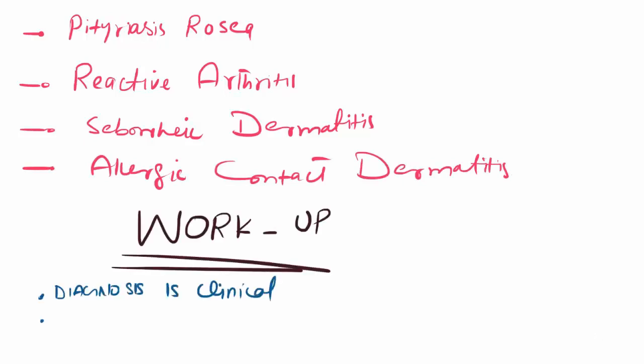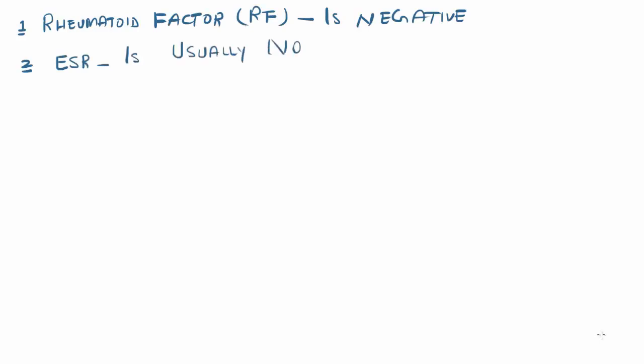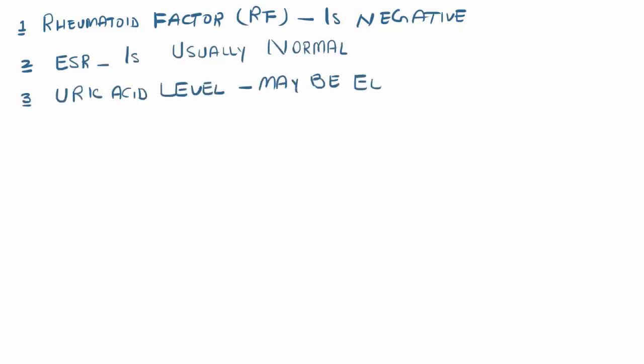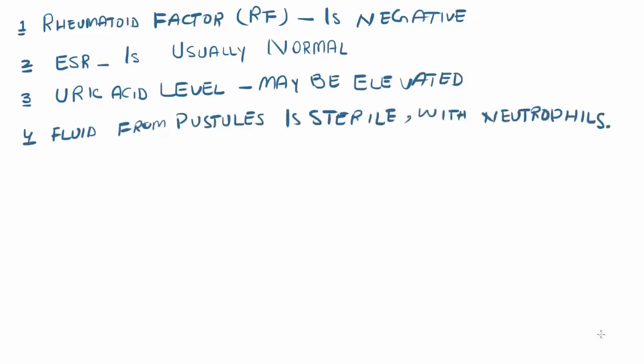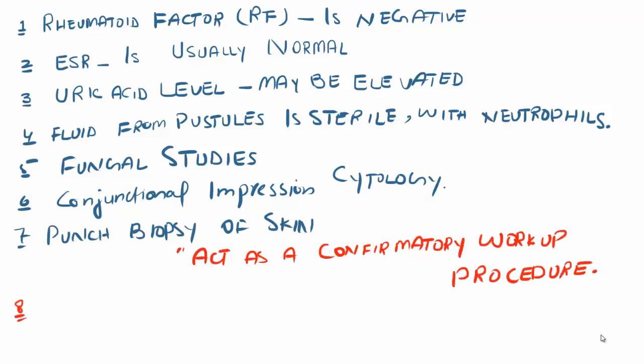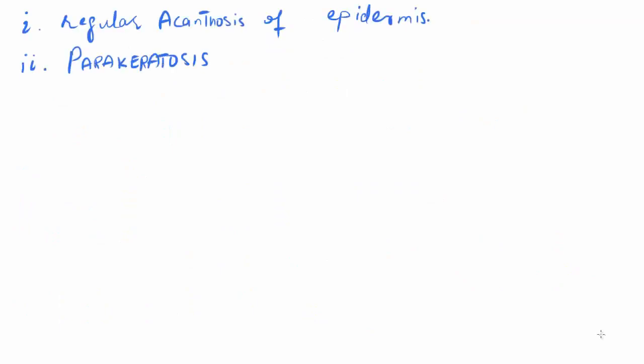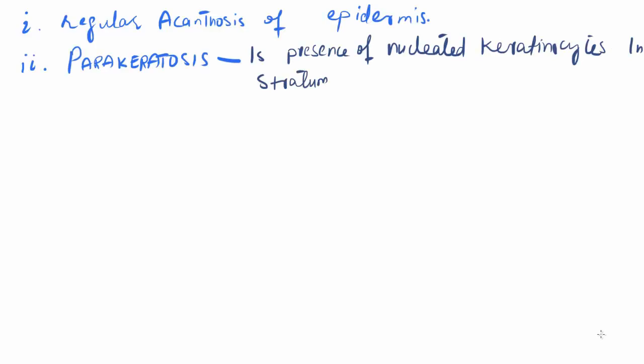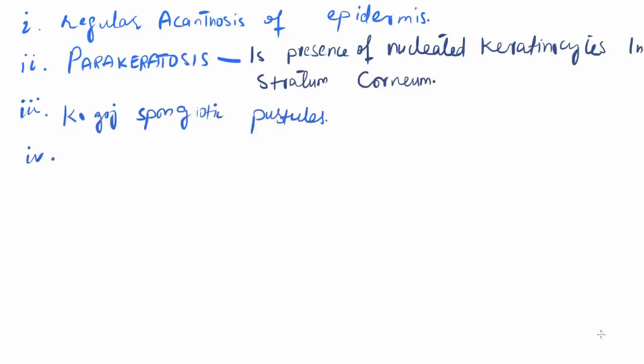Now, what is the workup for the diagnosis of psoriasis? Diagnosis of psoriasis is clinical, but lab studies may include the following. Rheumatoid factor is negative, ESR is usually normal, uric acid level may be elevated, fluid from pustules is sterile with neutrophils. Perform fungal studies to differentiate candidiasis. Conjunctival impression cytology and punch biopsy of skin act as the confirmatory workup procedures. Histologic findings are regular acanthosis of epidermis, parakeratosis, which is the presence of nucleated keratinocytes in the stratum corneum, Kogoj spongiform pustules, and Munro microabscesses.